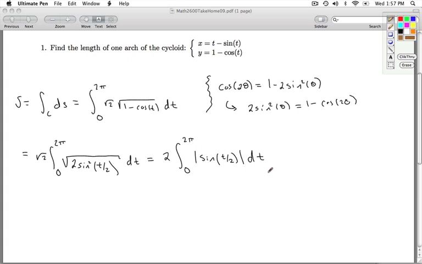And now I look at my values for t. As t ranges from 0 to 2 pi, t over 2 ranges from 0 to pi. And from 0 to pi, the sine is a positive number, so I don't really need those absolute values after all. I just get this.